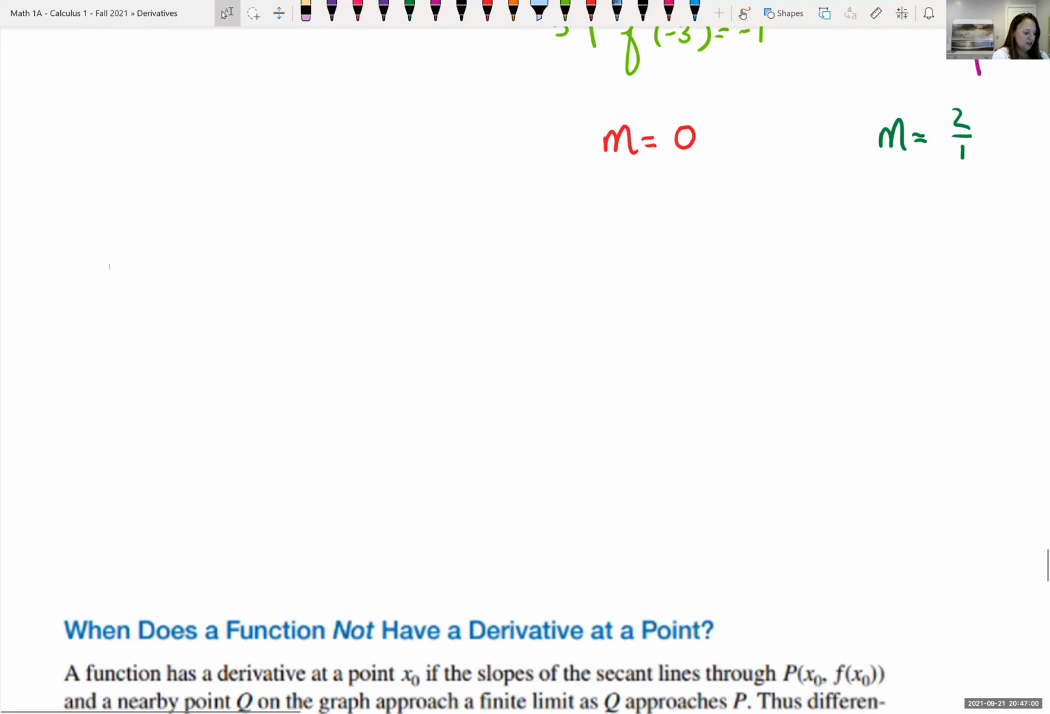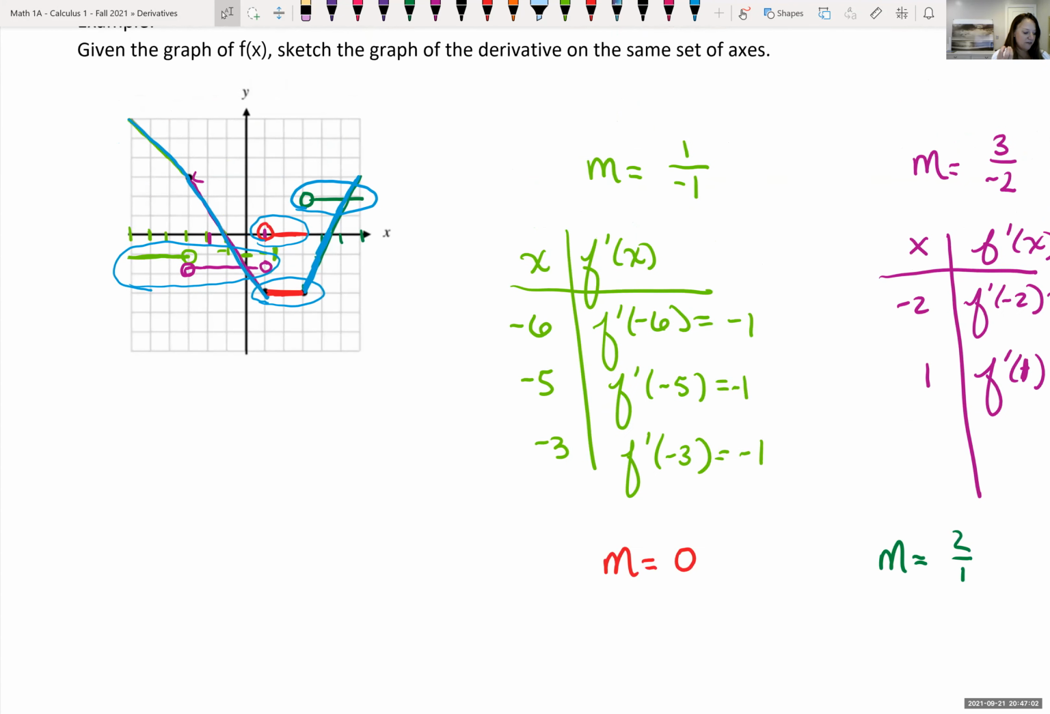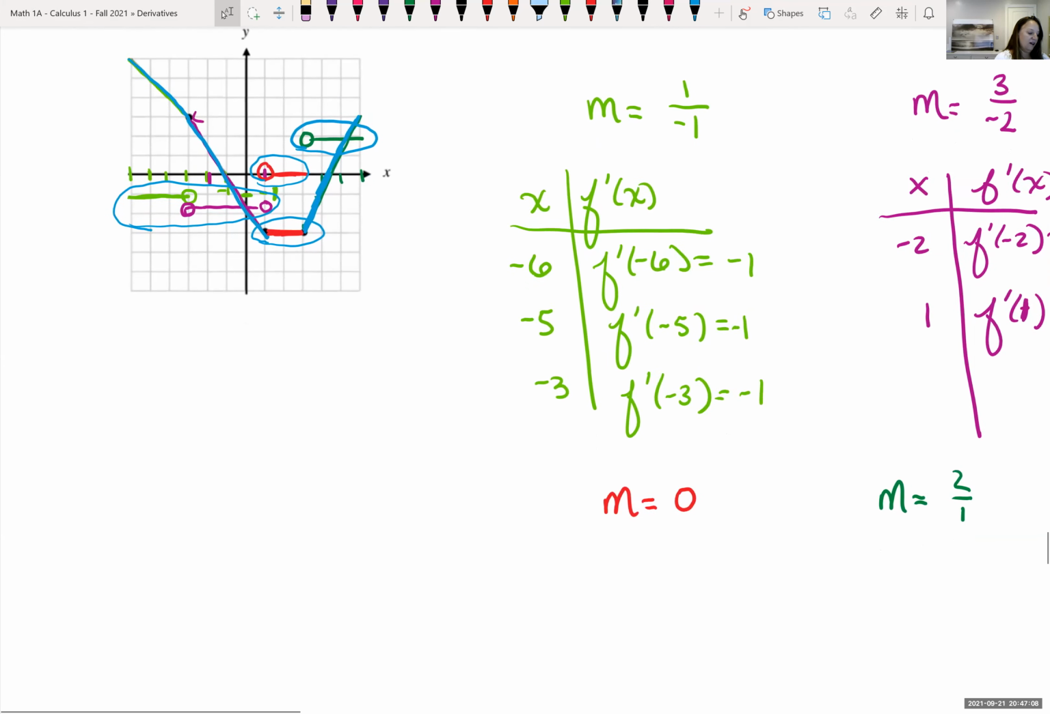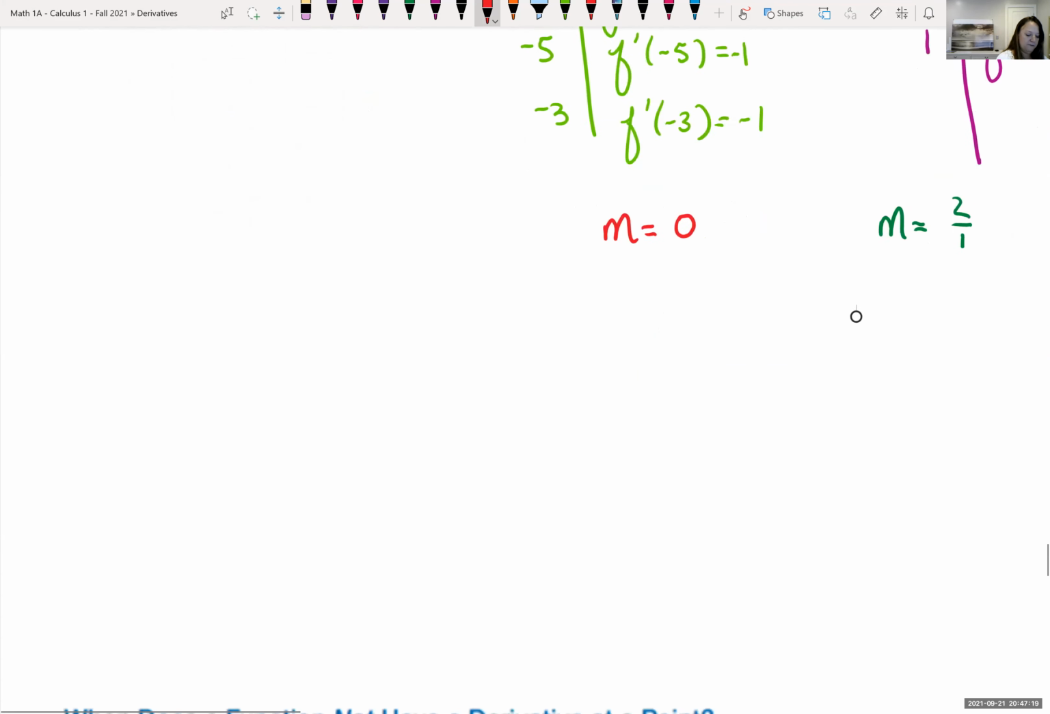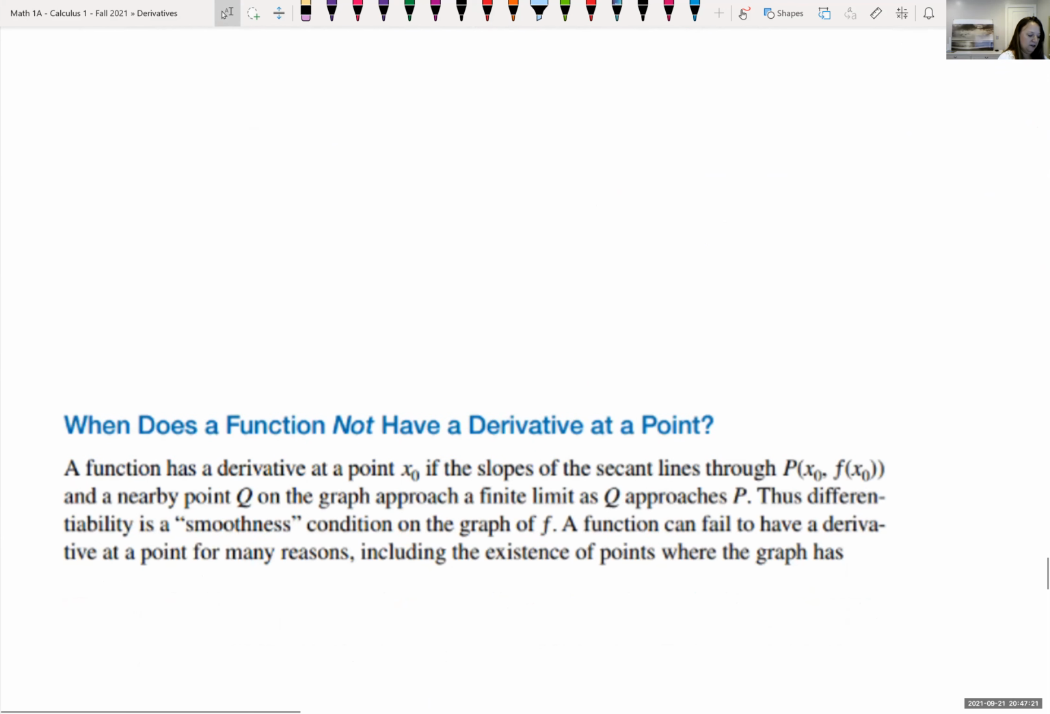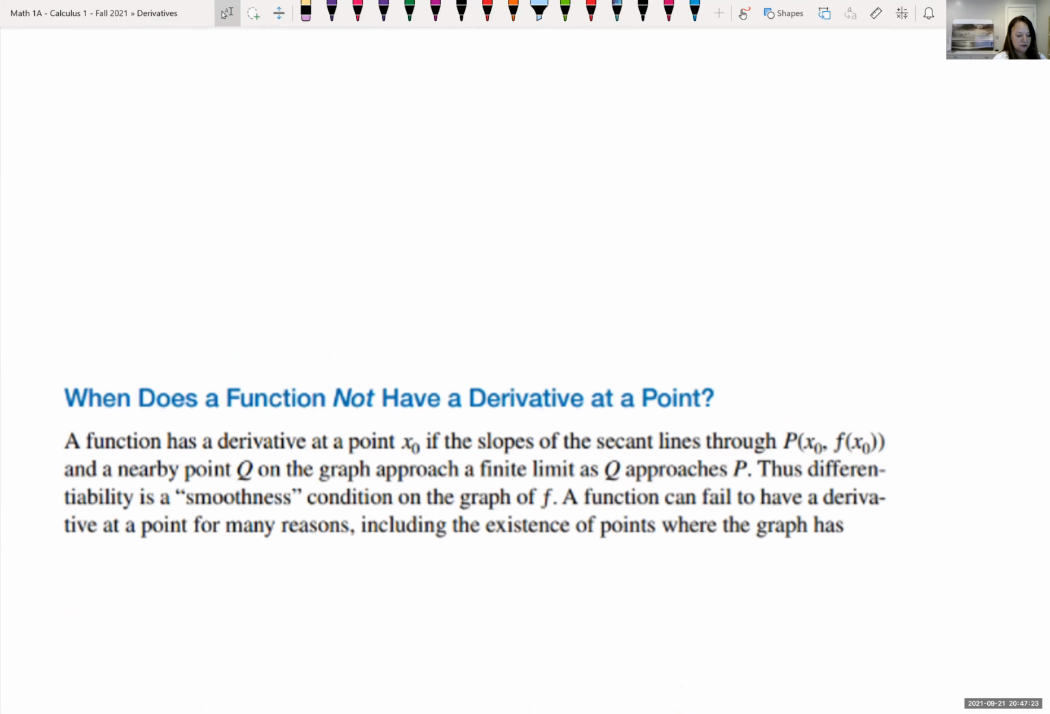I wanted you to notice again that the graph of our derivative function had steps, and they are undefined. I had made it undefined at certain values. Oops, this should have been an open circle. And so let's look at what it means for a function not to have a derivative. When does a function not have a derivative at a point?